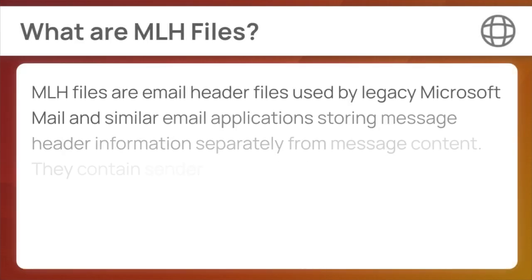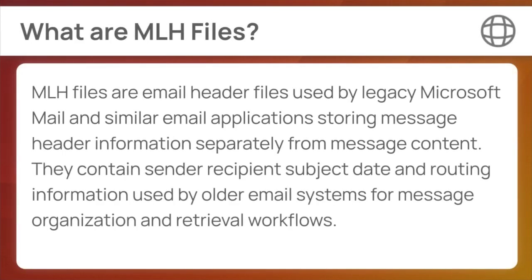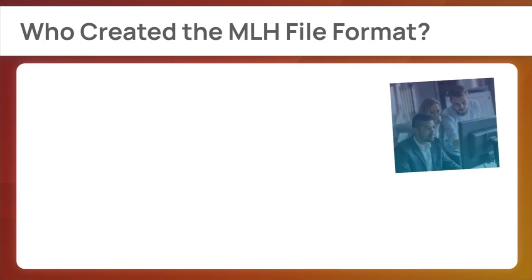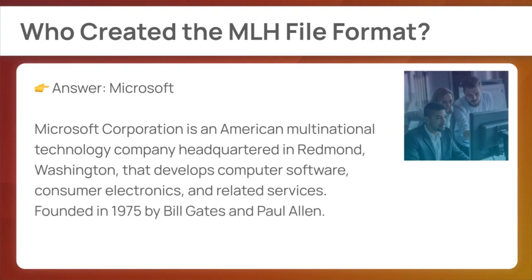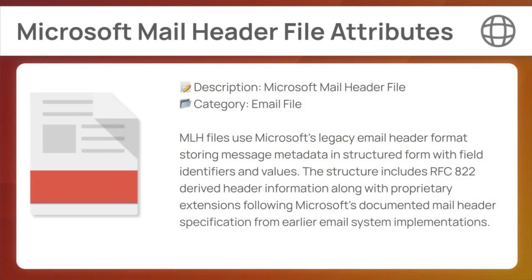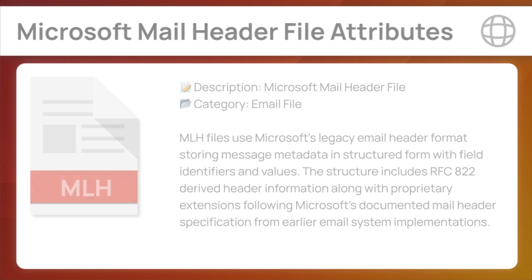MLH files are email header files used by legacy Microsoft Mail and similar email applications, storing message header information separately from message content. They contain sender, recipient, subject, date, and routing information used by older email systems for message organization and retrieval workflows. MLH files use Microsoft's legacy email header format, storing message metadata in structured form with field identifiers and values. The structure includes RFC 822 derived header information, along with proprietary extensions following Microsoft's documented mail header specification from earlier email system implementations.